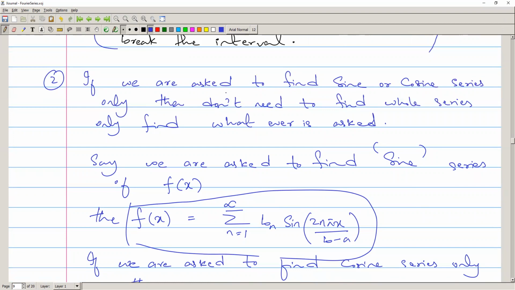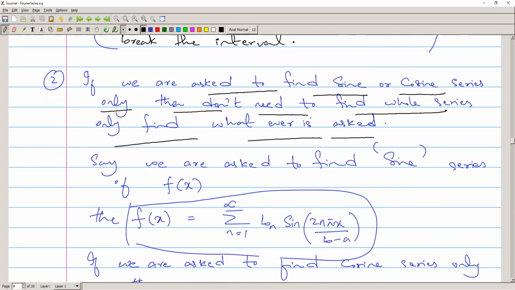If we are asked to find sine or cosine series only, then we don't need to find the whole series, only find whatever is asked. Like if they have asked in the question to find the Fourier sine series of the function, you only need to find the sine part of the series, right? You don't need to calculate a naught and an. You only need to calculate bn then, okay? For the sine series, it's bn. And for the cosine series, it's a naught and an. And in general, the Fourier series is the sum of the cosine and sine series, right?